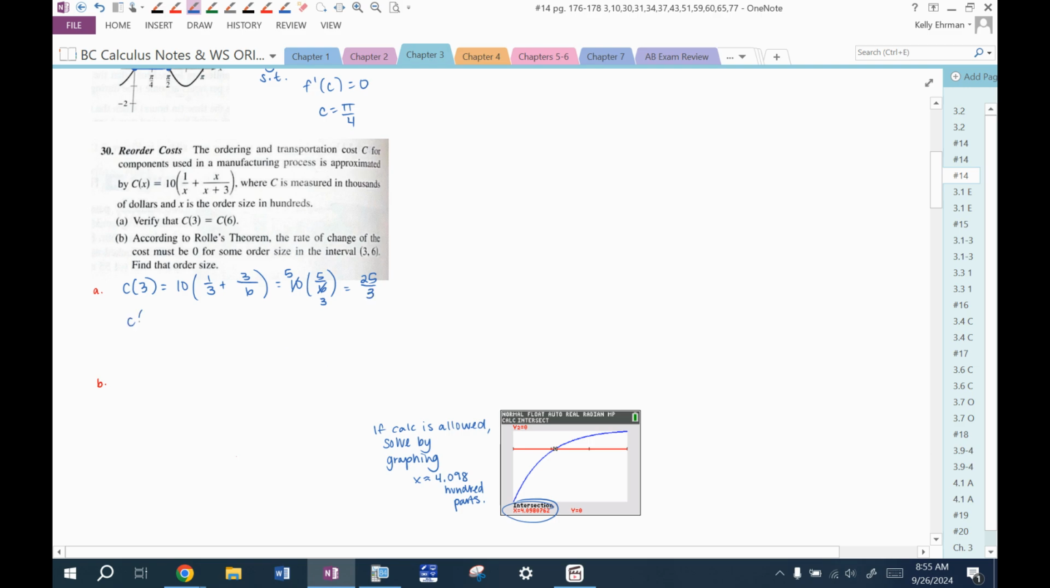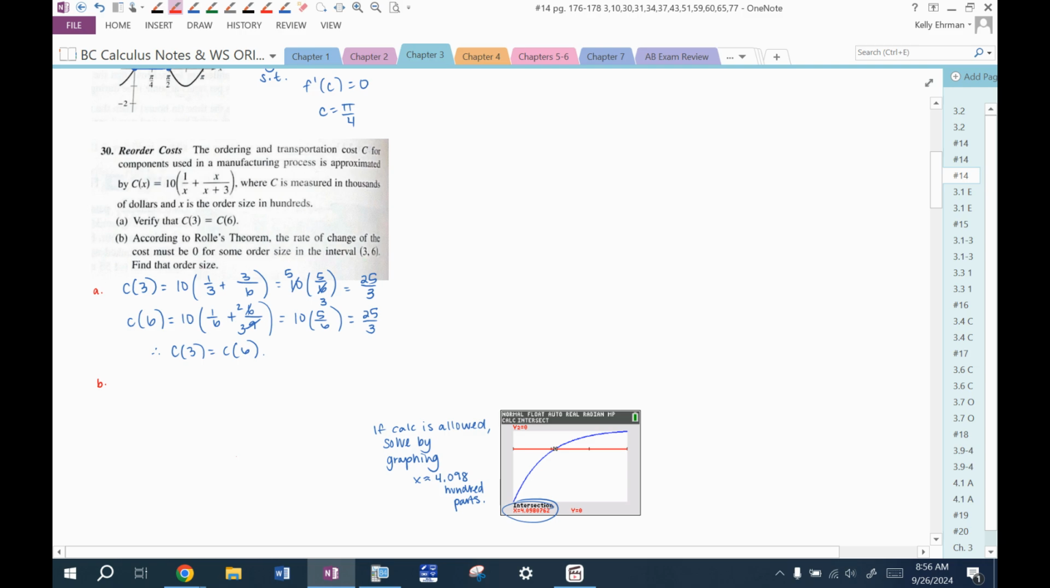So let's see what C of 6 is equal to. If I plug 6 in, I get 10 times 1/6 plus 6 over 9. That's 2/3. So 1 over 6 plus 4 over 6 is again 10 times 5 over 6, and we already figured out that that was 25 over 3. So it is true that C of 3 is equal to C of 6. Okay, part B. According to Rolle's theorem, the rate of change of the cost must be 0 for some order size in this interval. Find that order size.